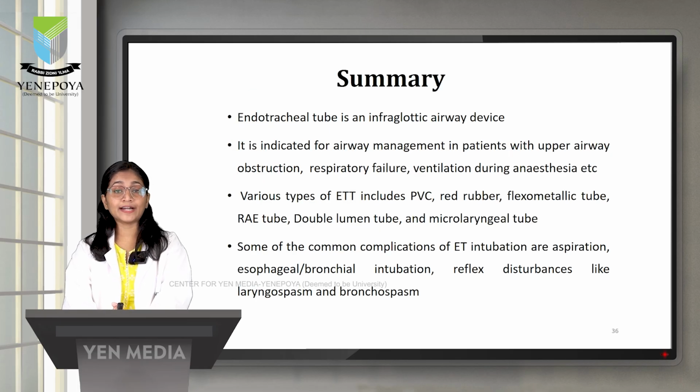So, to summarize, endotracheal tube is an infraglottic airway device. It is indicated for airway management in patients with upper airway obstruction, respiratory failure, ventilation during anesthesia, etc. Various types of endotracheal tube include the PVC, red rubber, flexometallic, RAE, double lumen and microlaryngeal tubes. Some of the most common complications of endotracheal intubation are aspiration, esophageal or bronchial intubation, and reflex disturbances like laryngospasm and bronchospasm.